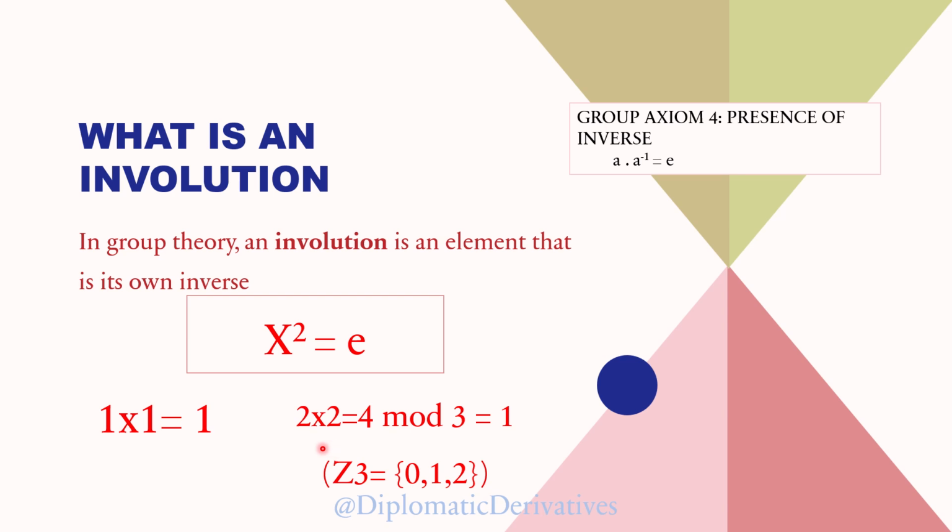Why is 2 an involution? Because when you perform the operation, you get the identity element. That is, when you are taking 2, you multiply it with itself. You're multiplying 2 with its own inverse, which is itself. Okay, that's the basic concept.